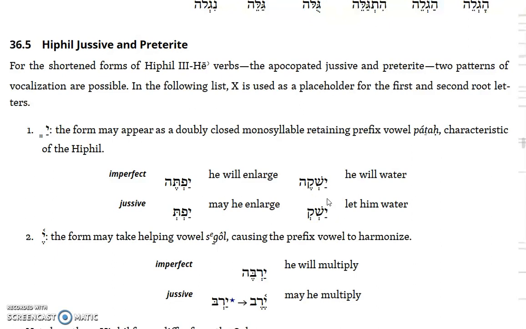shaka, which means to drink, and then the hiphil would mean to give drink, to water. And the hiphil form of the imperfect would be yashke, and you could end up with the form yashka, yashka, let him water.